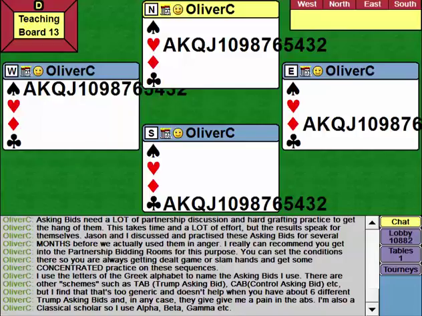Okay, any questions so far about what I've just explained? Bear in mind that tonight's session is almost all general guidelines and rules that underpin the asking bids. We won't really get into any specific asking bids until next week.